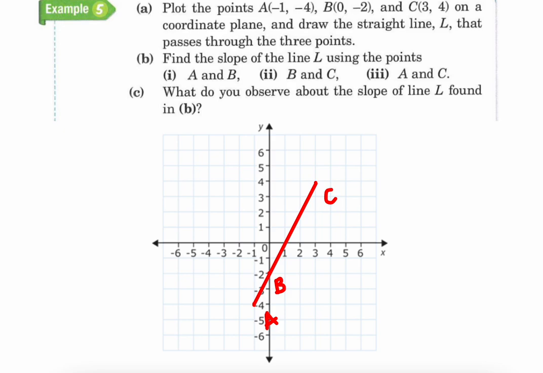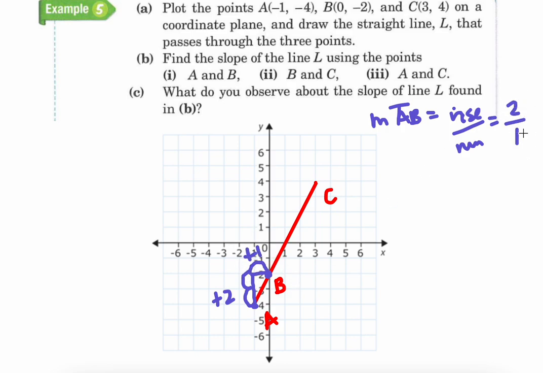Now we have to find the slope of the line L using the points A and B first. So if I figure out the slope for A and B, I need to use these two points. Draw myself a triangle. So the slope of A and B is going to be rise over run. My rise is up one, two, and my run is one because it's moving to the right one spot. So rise over run, that ends up being two.